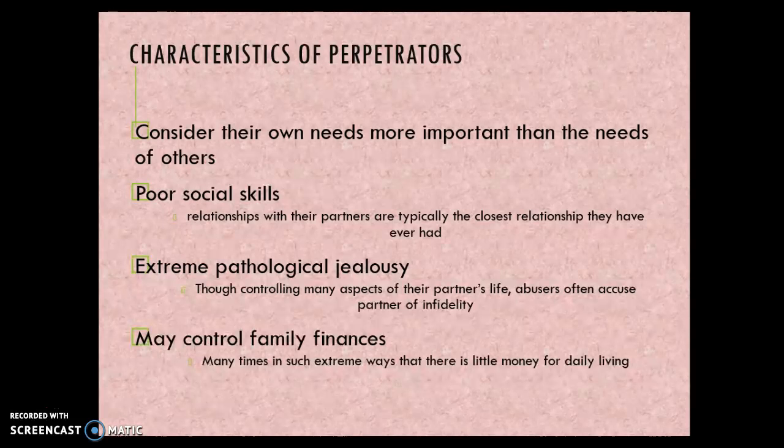Though controlling many aspects of the partner's life, abusers often accuse partners of infidelity. So though they know everywhere they're at, they know where they're spending their money, they've got all this control over the person and know what they're doing, but yet they still accuse them quite often of cheating and not being faithful. And may control family finances, so many times in such extreme ways that there's very little money for daily living.